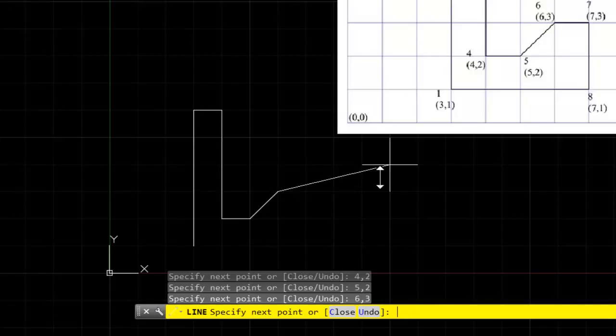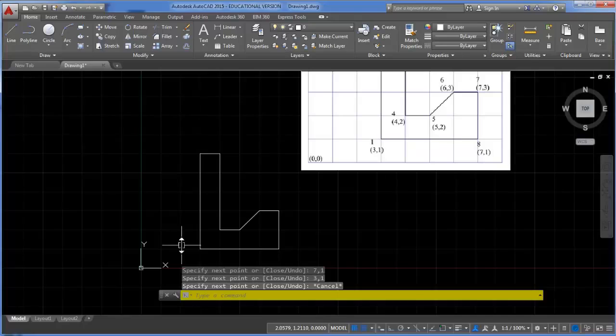Now once more going straight to the right 1, I will type in 7, 3. Enter. Going down 2, but again, all that matters is what it is relative to 0, 0. So I'm going straight to the right 7, up 1. And then now I can put in 3, 1, enter to go back to my original point. And that is all there is to drawing with absolute coordinates.